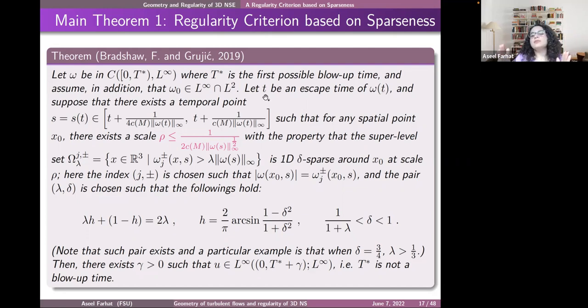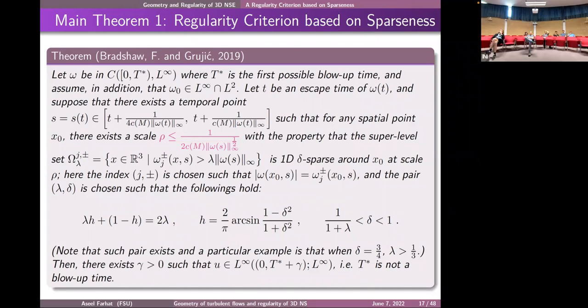So if, in some small neighborhood beyond this escape time, you have a snapshot S, and at that snapshot these super level sets become sparse at a scale compared to this rho, then actually this will prevent blow-up from happening at this time T star. And the way we proved it is that this sparseness condition at this scale, in a very small window of time, will decrease the L infinity norm. So every time the sparseness happens, it decreases the magnitude of your L infinity norm. And this is the way you contradict the fact that you have a blow-up at T star.